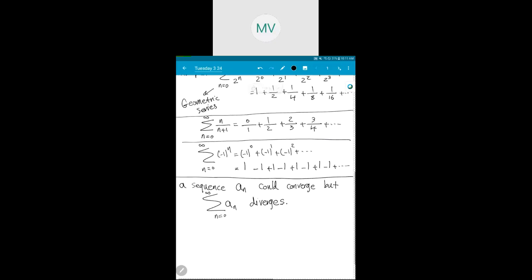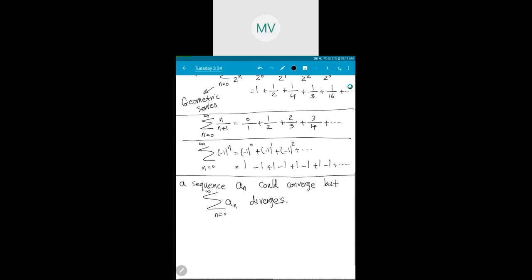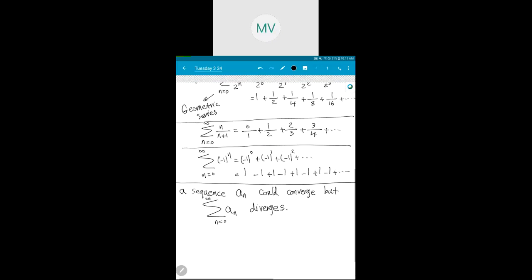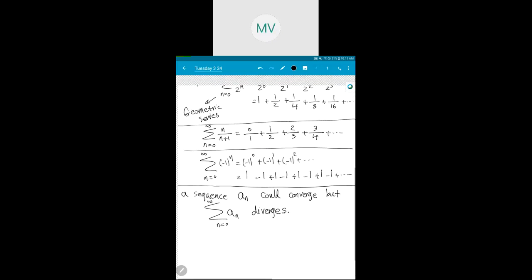So what I'm trying to say is that there are so many sequences that the sequence itself converges, but when you sum it up, the sum doesn't converge. We'll come up with examples.